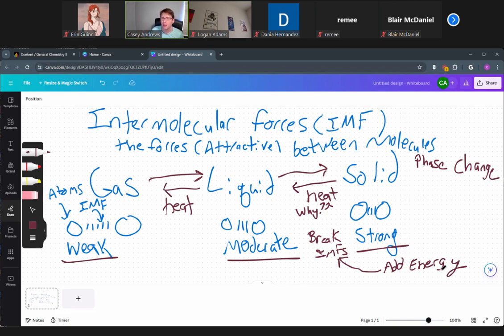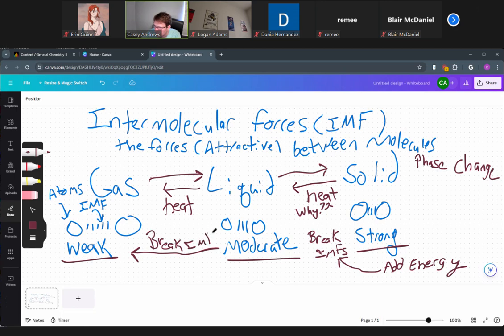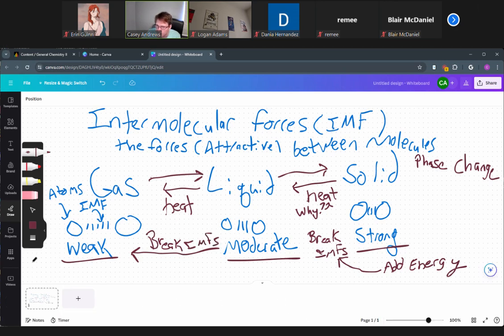And for us, when we generally think of energy, we think of temperature. Temperature is a measurement of energy. And when I'm going from a liquid to gas, it's the same thing. I'm going from moderate intermolecular forces to weak intermolecular forces. So again, I need to break IMFs. I do that by adding energy.